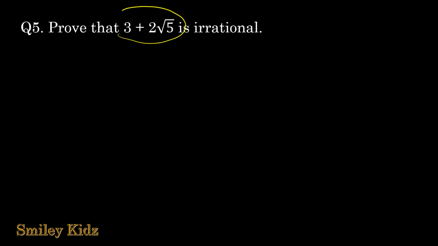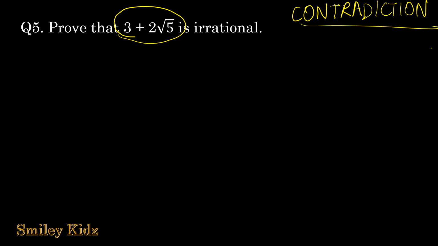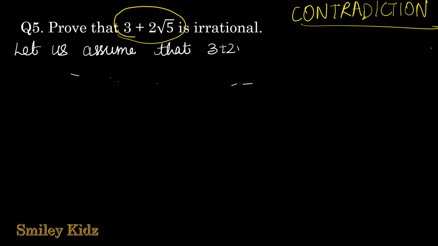Prove that 3 plus 2 root 5 is irrational. For this, we're going to use a method called contradiction. Now, for 3 plus 2 root 5 to be proved as an irrational number, we're going to first assume that 3 plus 2 root 5 is a rational number. Right, so the first step of ours should be like this. Let us assume that 3 plus 2 root 5 is a rational number.